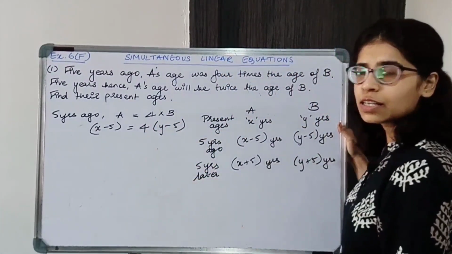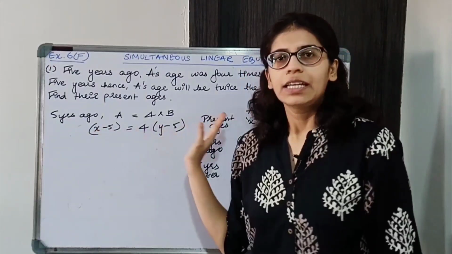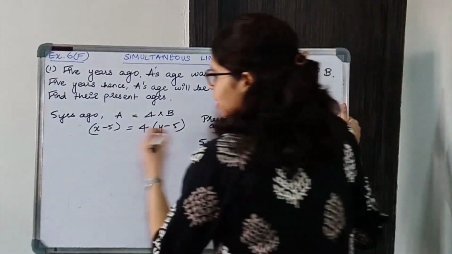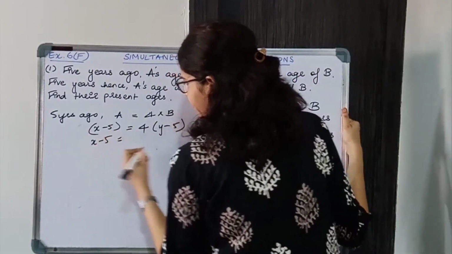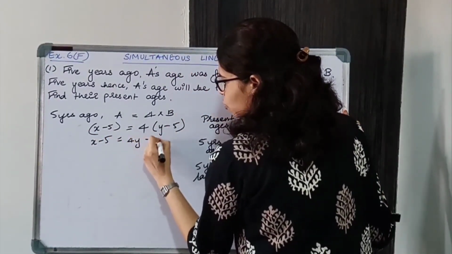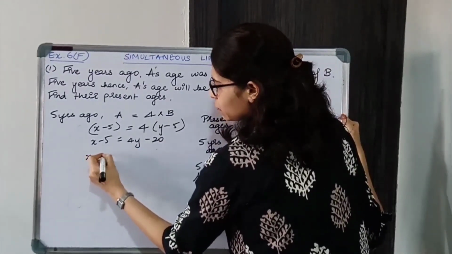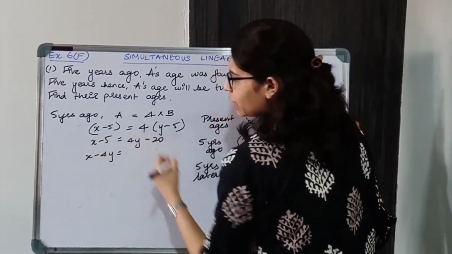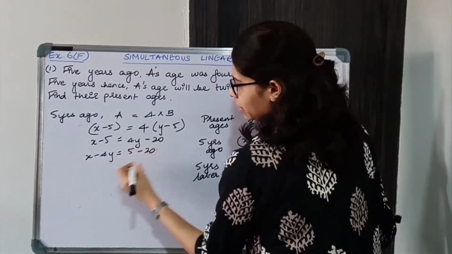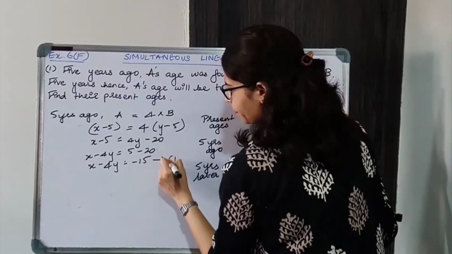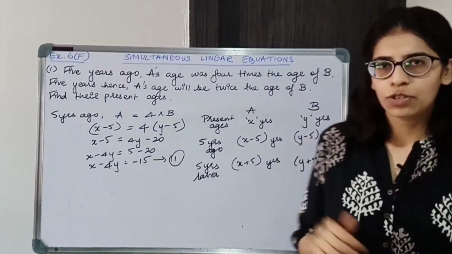Let's solve this. We'll keep X and Y in LHS and the numbers in RHS. So let's solve this first. 4Y minus 20. Shifting 4Y over here, it will become minus 4Y. And shifting 5 over here, 5 minus 20. So that will give X minus 4Y is equal to minus 15. This gives us the first linear equation.